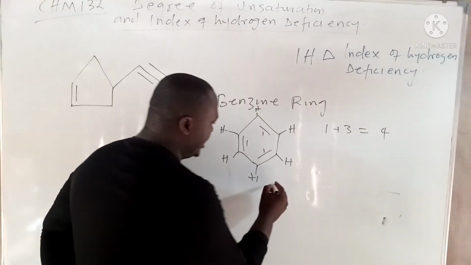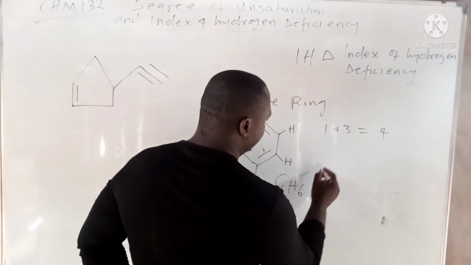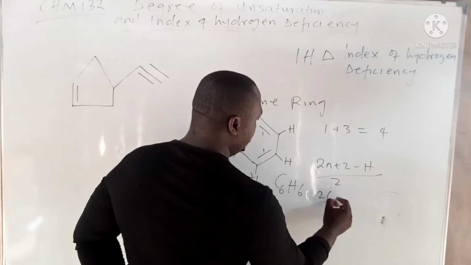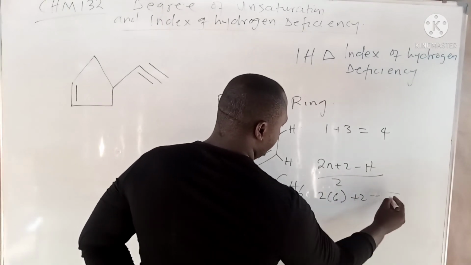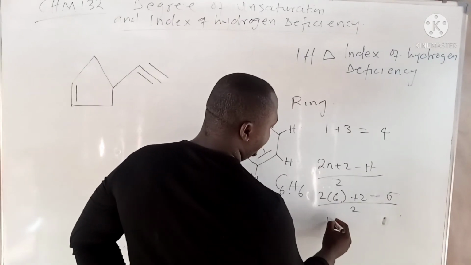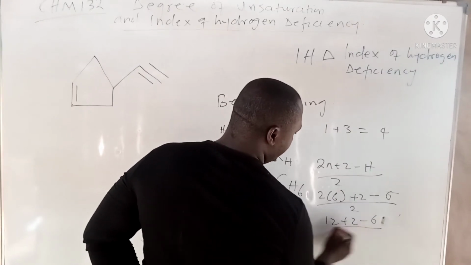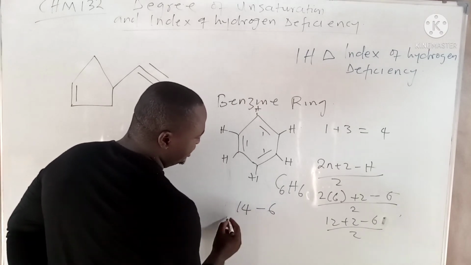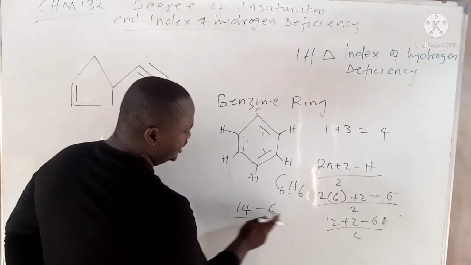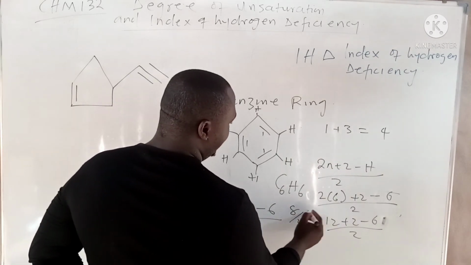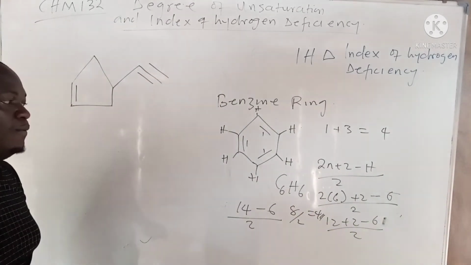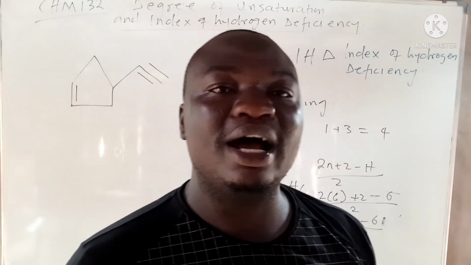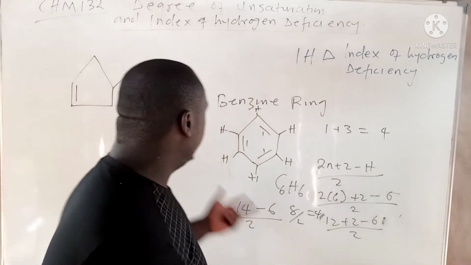If you want to use the formula, benzene is C6H6. So this is (2C plus 2 minus H) all over 2. So this is (2 times 6 plus 2 minus 6) all over 2. You have (12 plus 2 minus 6) all over 2. So this will give you 14 minus 6, all over 2. And this minus this will give you 8. You divide it by 2, and what you get is 4. So please learn the shorter method and learn the other one too. You get why. Now let's proceed.